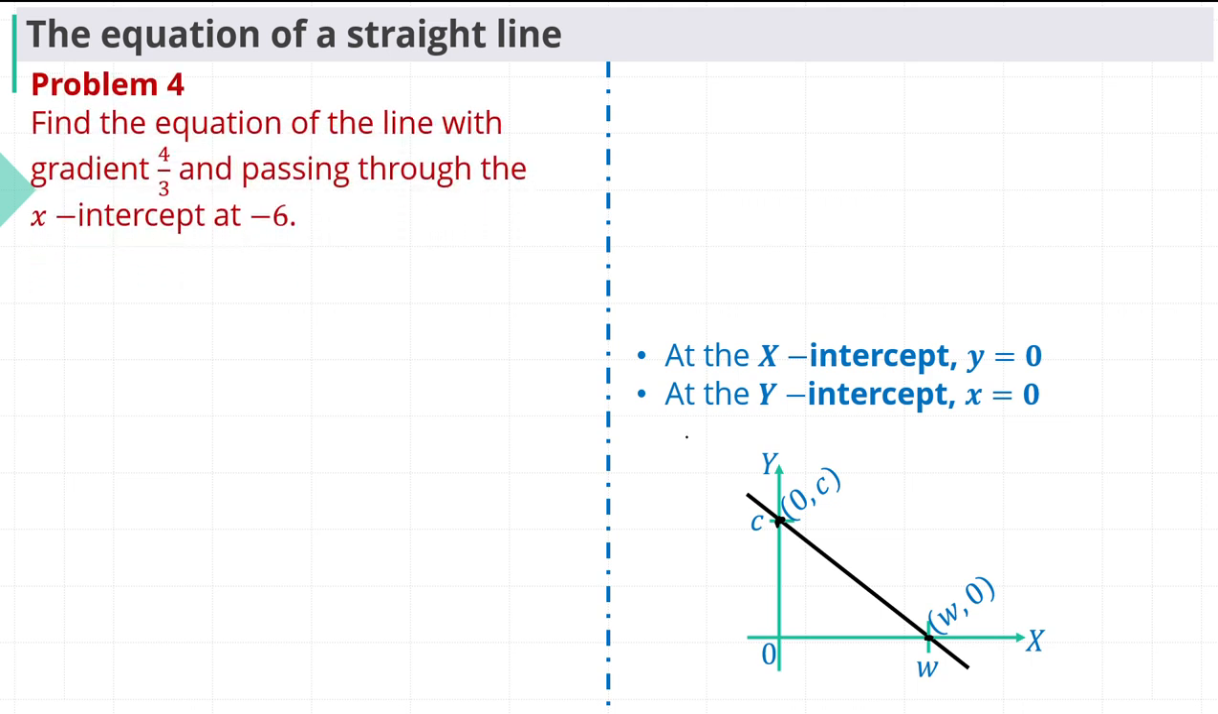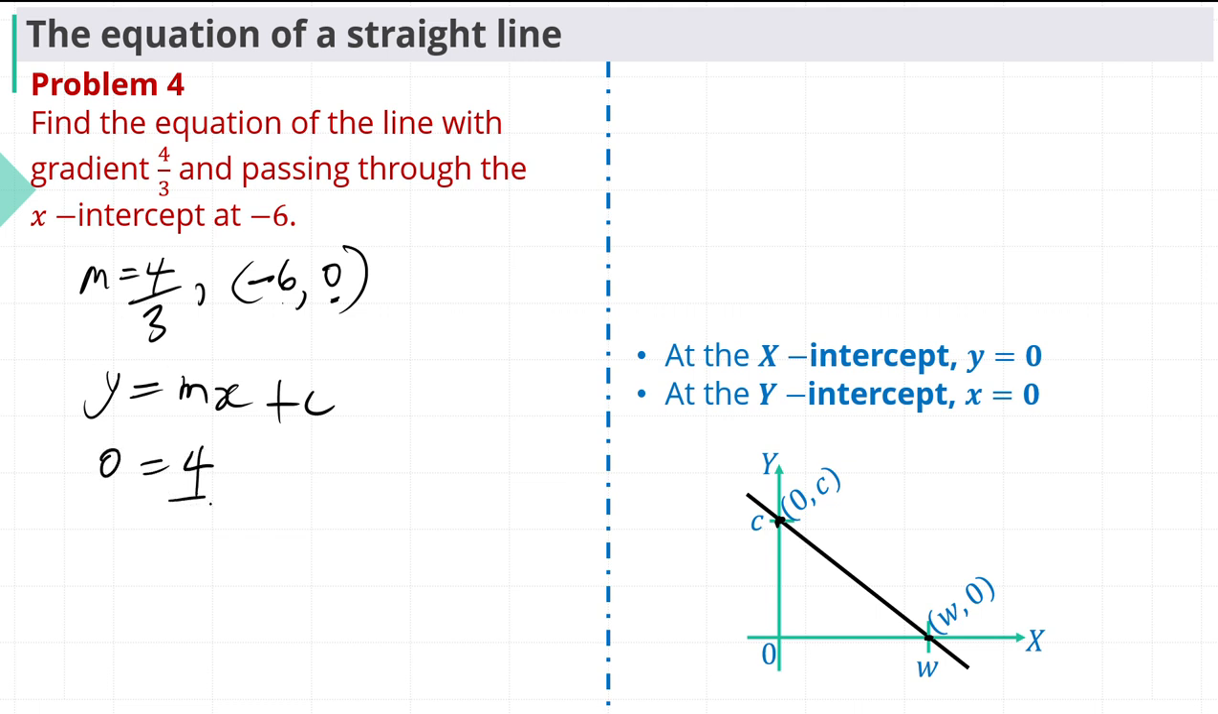Now let's have a next problem here. Find the equation of the line with gradient 4 out of 3 and passing through the x-intercept at -6. At the x-intercept, the y-coordinate is 0. Now, either you make use of the general equation y minus y1 equals m times (x minus x1), or you make use of y equals mx plus c. Now, we have here that the y value is 0. So put y to 0. Gradient is 4/3. We have that the x value is -6.